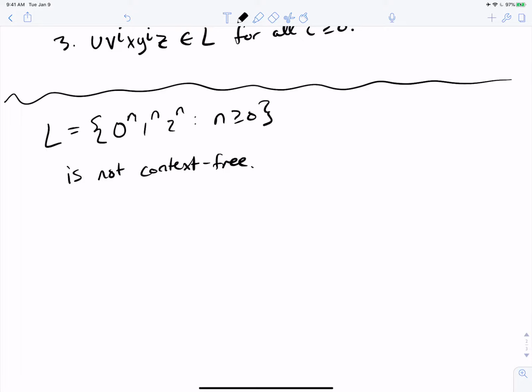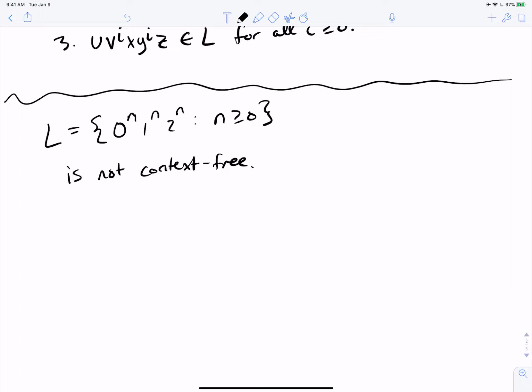So as we read the zeros, put them on the first stack. When I read the 1s, put them on the second stack. When I see the 2s, pop them off both stacks at the same time, because it has to be the same number. So if I can claim that this is not context-free, what does that tell us about two-stack PDAs? Are they more powerful? Yes, because of this language.